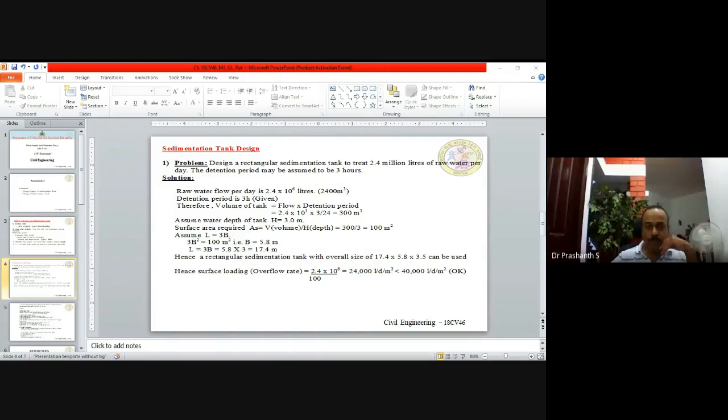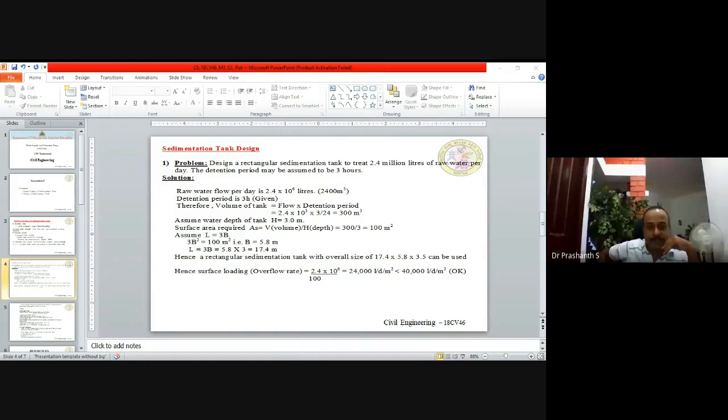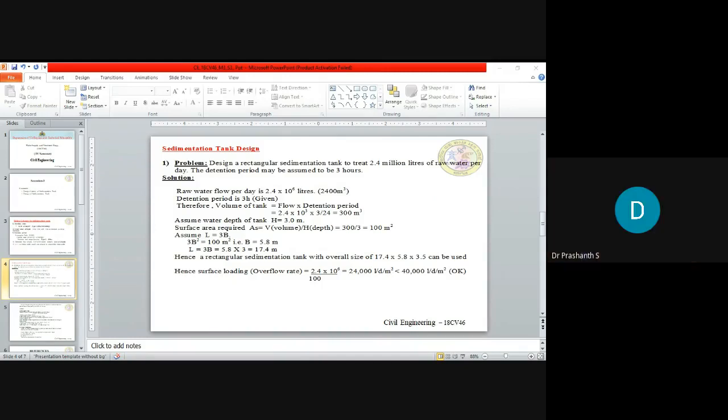We can assume L is equal to 3B. Through 3B square is equal to 100 meter square, because L is taken as 3B. So B is worked out to be 5.8 meter. So when it is 5.8 meter, quite naturally length is 17 meter. What you get is a size of 17.4 length into 5 meter width into depth is 3.5.